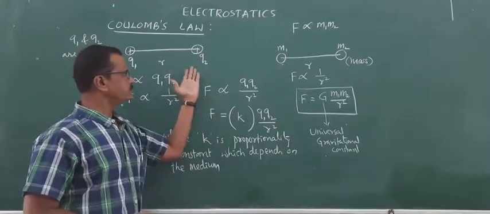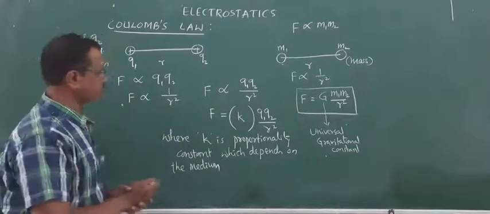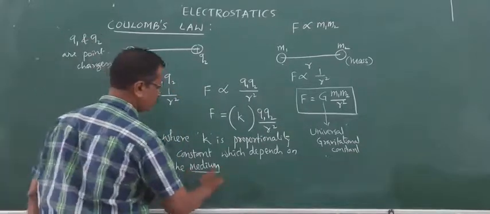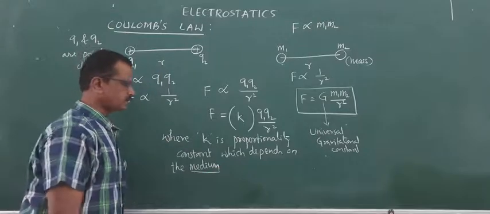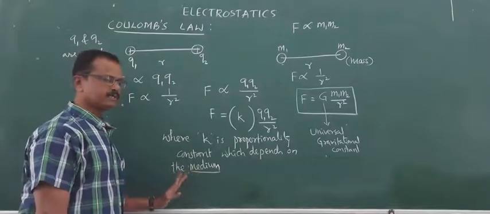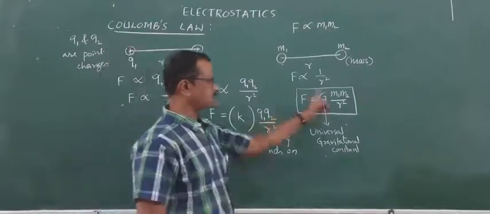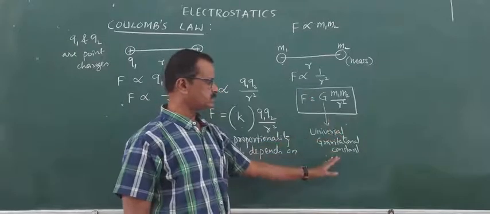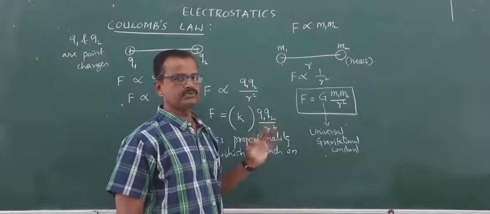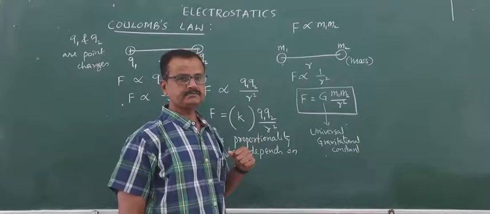The medium separating these two charges may be free space. Free space means vacuum. That is what we call the medium separating those two charges, which K depends on. So K is not universal, unlike G. G is a universal constant, which holds true for any two masses in the entire universe.